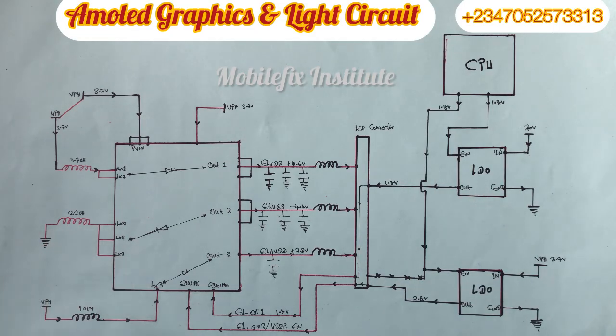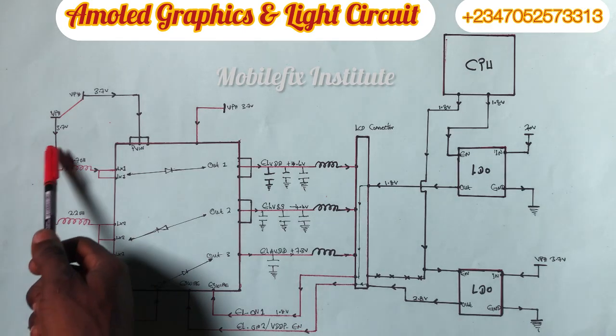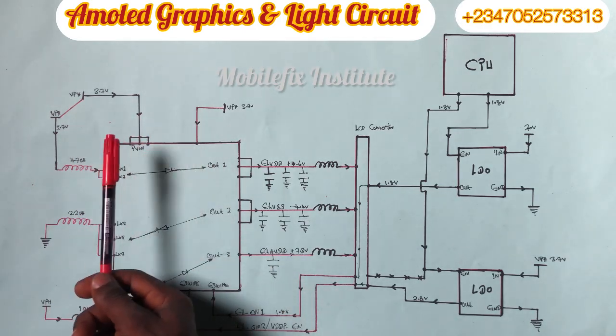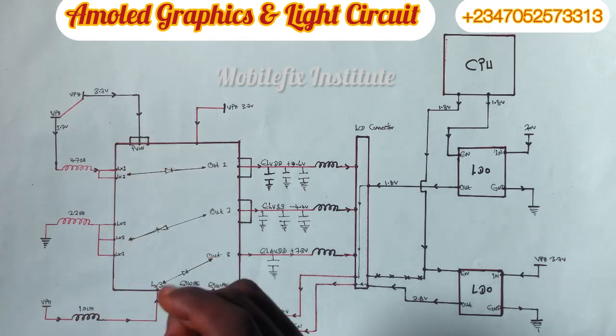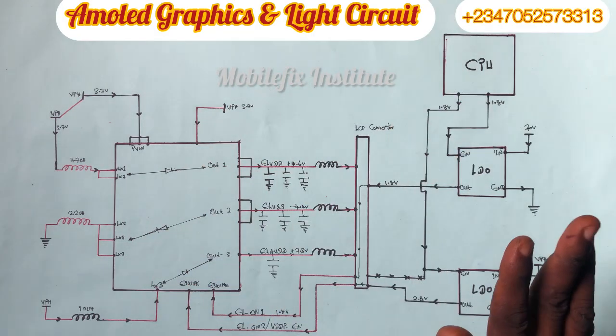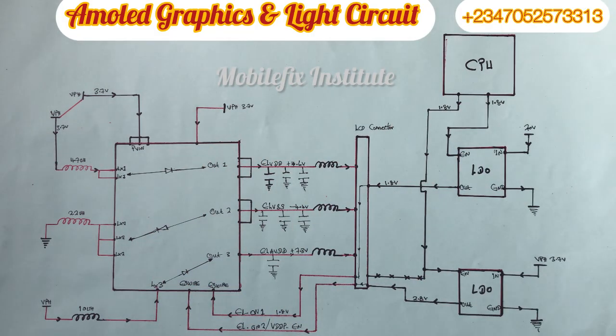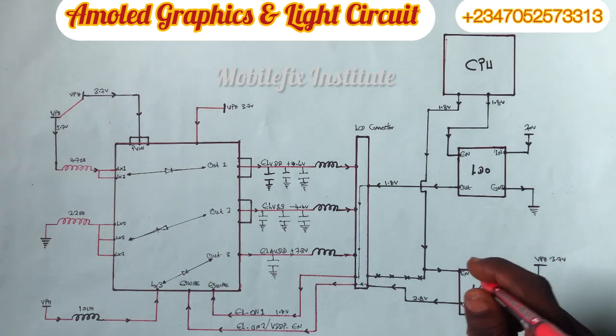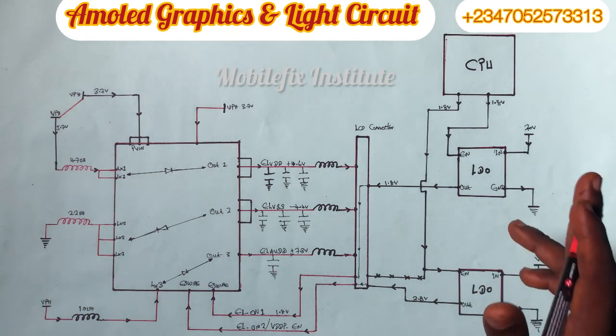Okay, so now our first line that we will test is our VPH line. This is our VPH line. And one funny thing about this IC is that the VPH does not enter this IC through different lines. Okay, so now we all know that our VPH is produced by our charging IC.